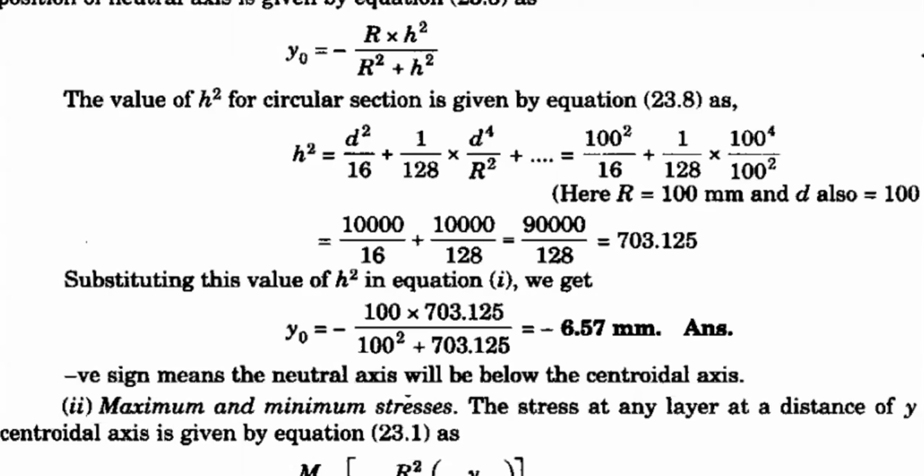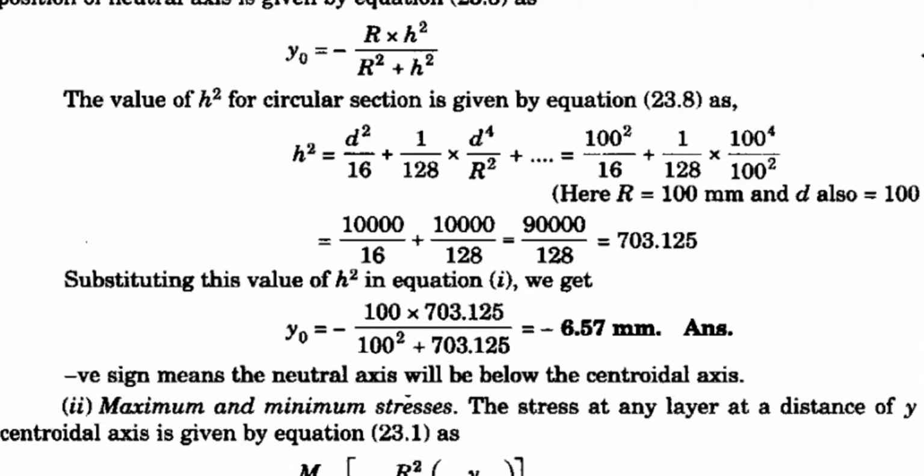Anyway, the answer is correct. Most of the students responded, knowingly or unknowingly, I don't know. Okay, anyway, 703.125, that is the answer. Now the next step, as usual, is to determine the position of neutral axis. That is our first point.